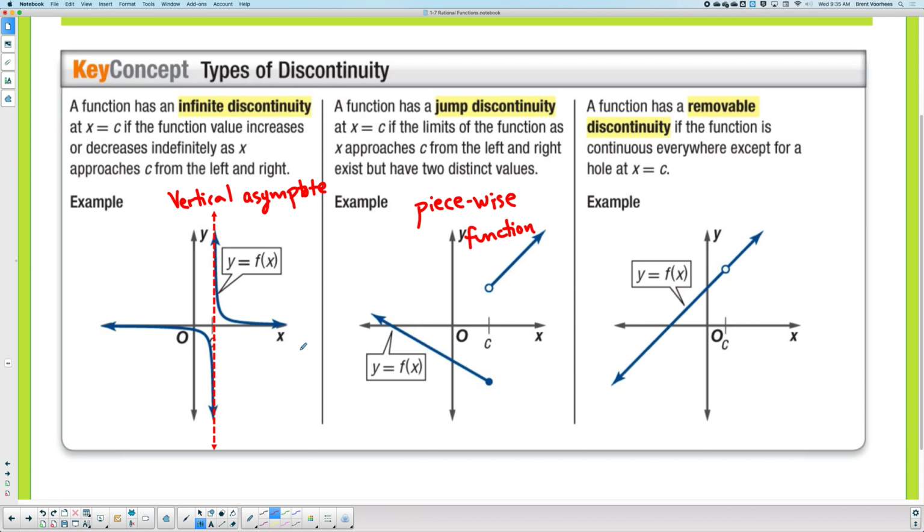The other type of break you will see with rational functions is what's called removable. That's kind of like when you just take one little piece out of the graph. We also call this a hole. So go above that spot, and I want you to put hole.